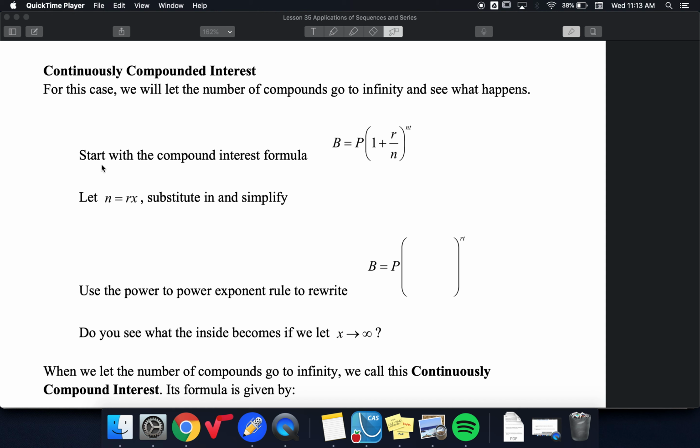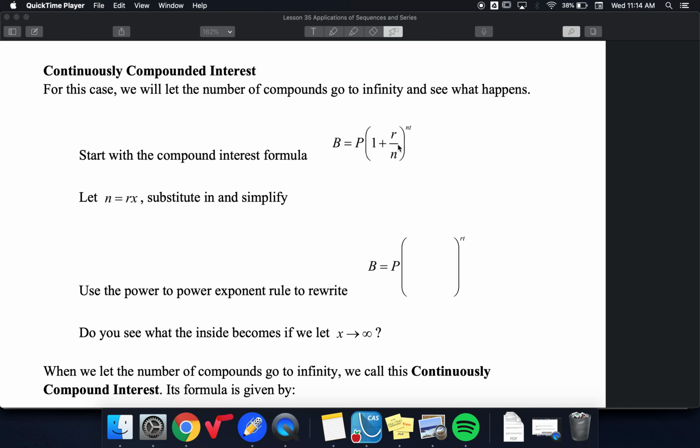All right, now we're going to look at the most common type of interest, which is continuously compounded interest. So in this case, the idea is that the bank is just constantly running an algorithm to figure out how much money is in your account. So we start with our compound interest formula.